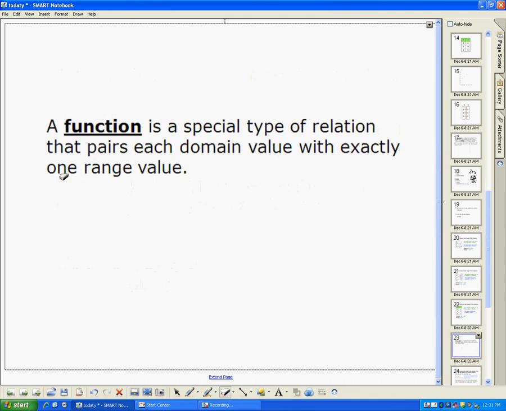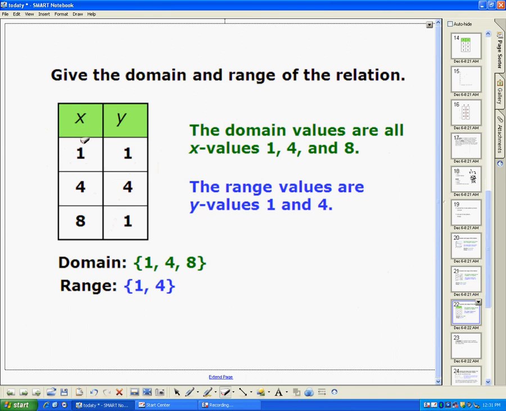Now, a function is a special type of relation that pairs each domain exactly with exactly one range. What it means is that it works. So if I look at this, and because I have one x for every y, it doesn't repeat, like I don't have two x's in my domain, then that's okay. That's a function. It works.